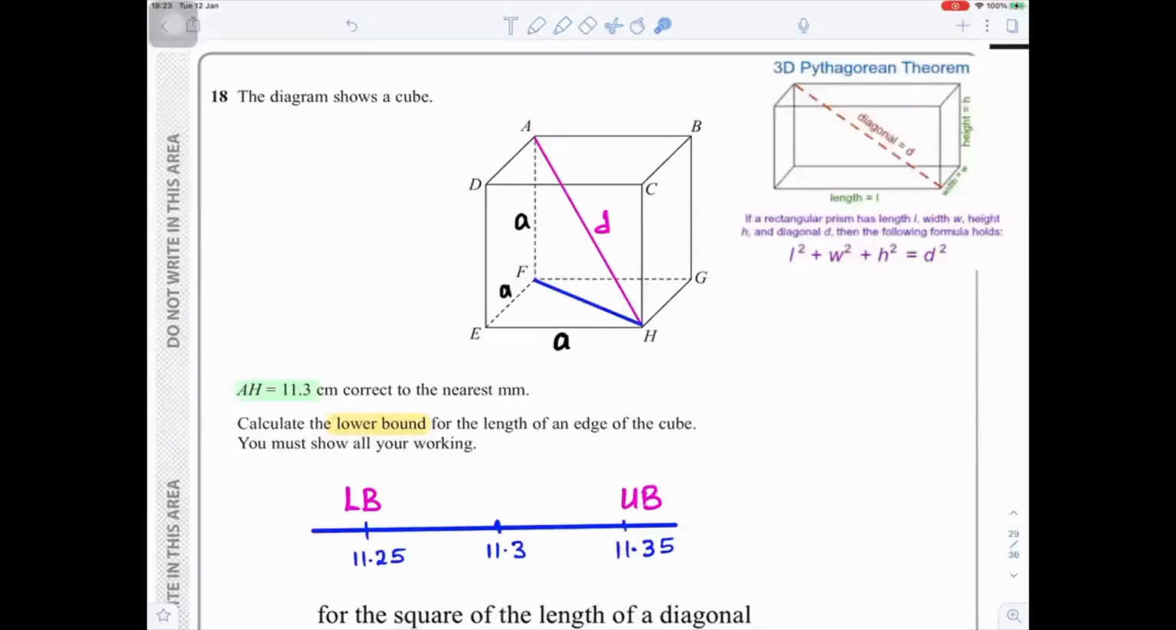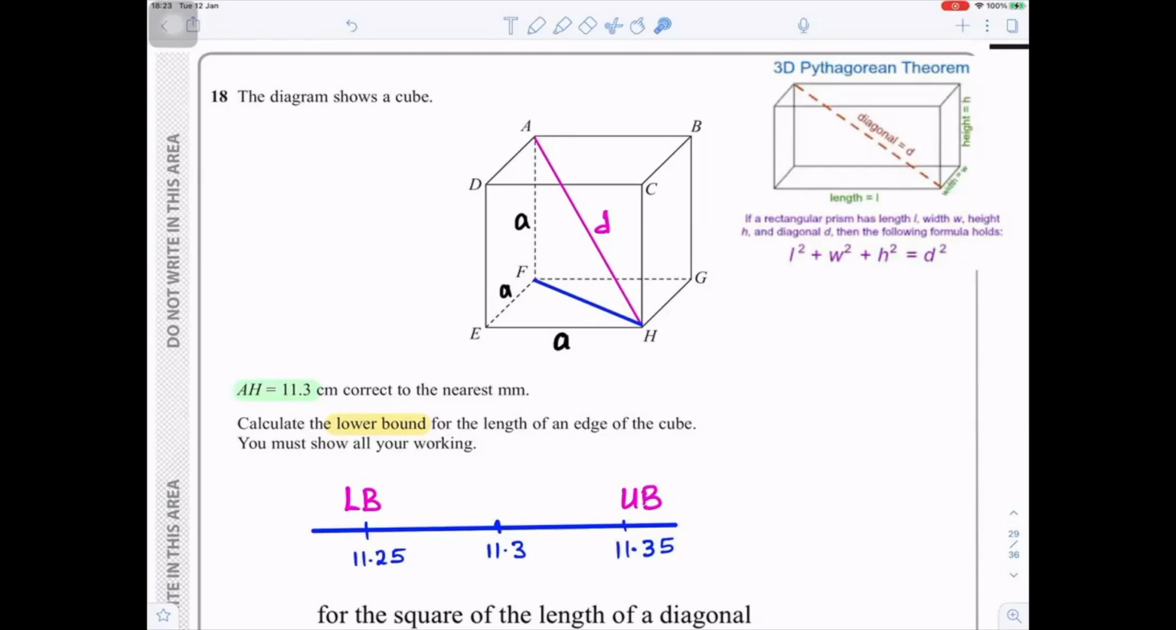Question number 18. The diagram shows a cube. AH is equal to 11.3 centimeters, correct to the nearest millimeter. Calculate the lower bound for the length of an edge of the cube. You must show all your working.